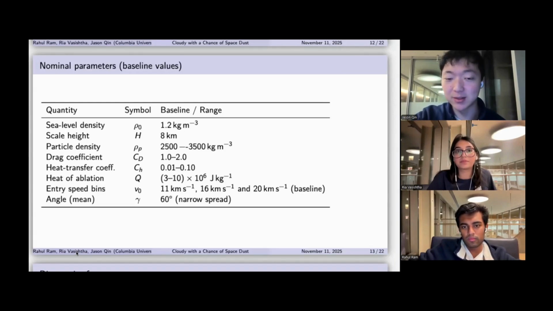Now let's talk about the physical constants we used for our model. We used a lot of different experiments and found baseline and ranges for physical quantities based on our assumptions. These values come from standard micrometeoroid entry models. We also did sensitivity tests, meaning we doubled or halved these constants to see how much they affected the outcome, and the baseline story doesn't change.